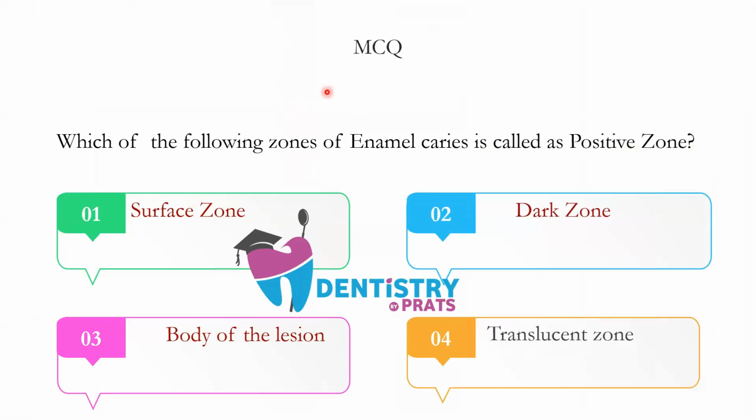So an MCQ which could be asked here is, which of the following zones of enamel caries is called as positive zone? Most of the people get confused in this matter because they know body of the lesion is the largest zone of enamel caries, so they think that that is probably the positive zone and it is always present, but it is actually dark zone which is called as positive zone because it is always present.